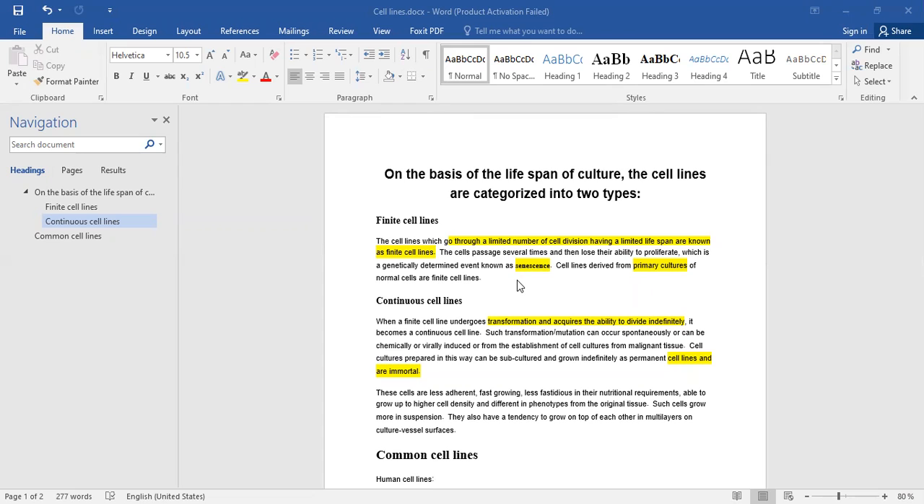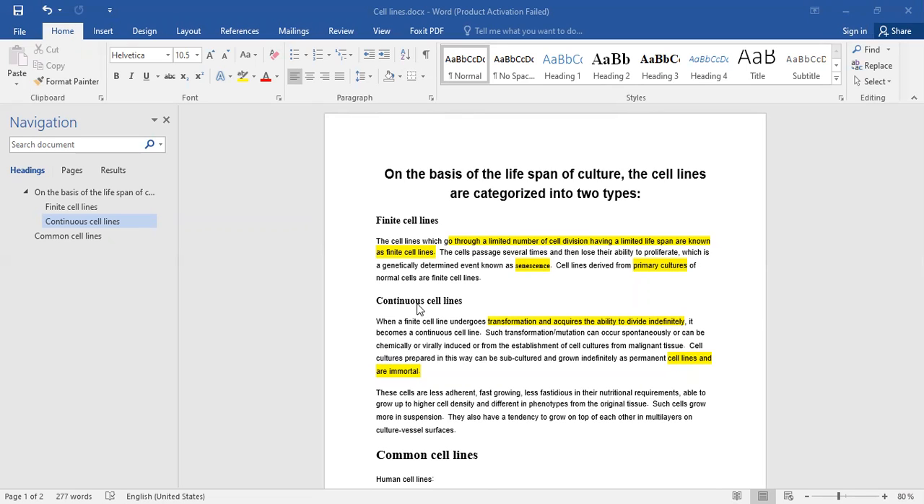Most of these cells are derived from the primary cell culture. These finite cell lines are derived from the primary cell culture. Okay, it is clear now.